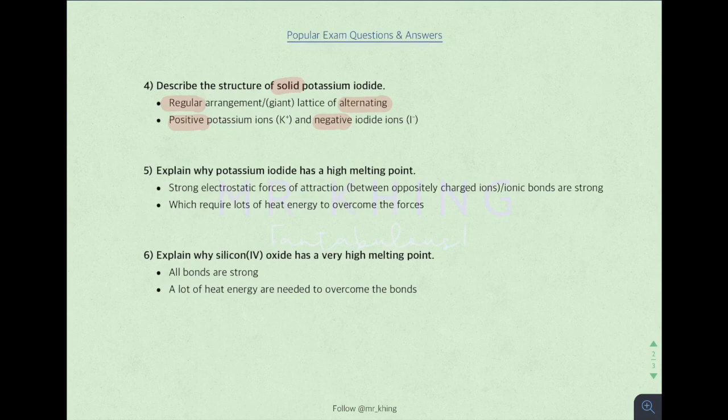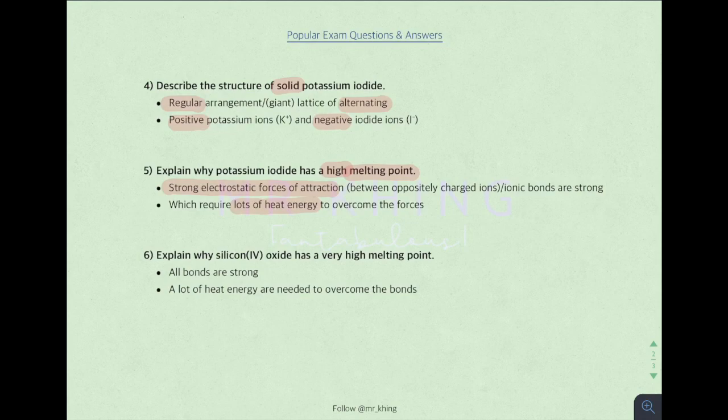And then next, why does potassium iodide have a high melting point and boiling point? Same thing. Whenever you see a question asking about melting point or boiling point, always make sure that your answer includes the forces of attraction, whether it is strong or weak. And then you talk about the heat energy needed to overcome the force, whether a lot of heat is needed or very little heat is needed. In this case, high melting point and boiling point, so we know strong electrostatic forces of attraction because this is an ionic compound, and therefore a lot of energy is needed to overcome the force.